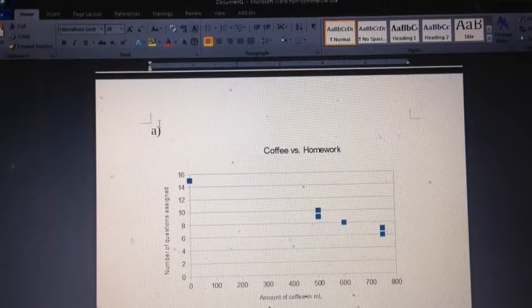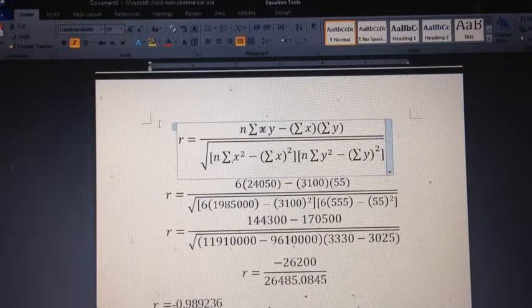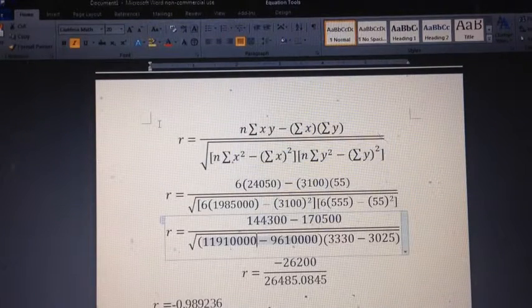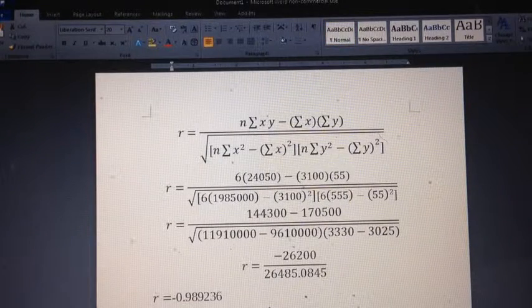So I've already made the scatterplot. And in B, you have to first make this table because it gives you all the data you need to sub into the equation. This is the equation. And the answer is R equals negative 0.989236. Therefore, there's a strong negative correlation between the amount of coffee and the homework that he gives.